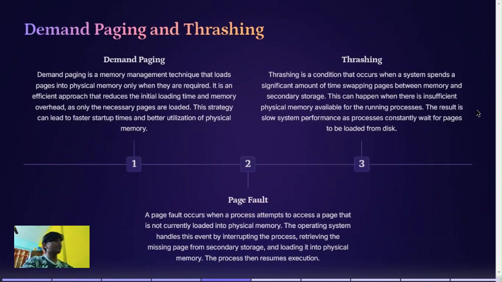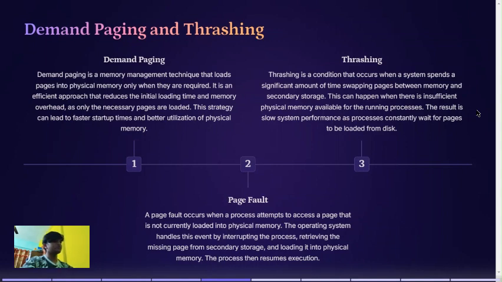Demand paging and thrashing. Demand paging. Demand paging is a memory management technique that loads pages into physical memory only when they are required. It is an efficient approach that reduces the initial loading time and memory overhead. As only the necessary pages are loaded, this strategy can lead to faster startup times and better utilization of physical memory.